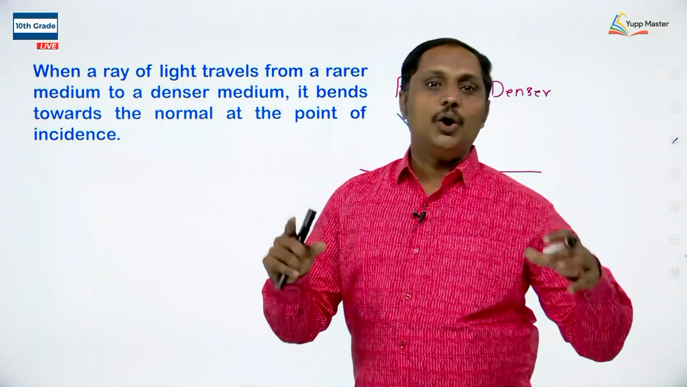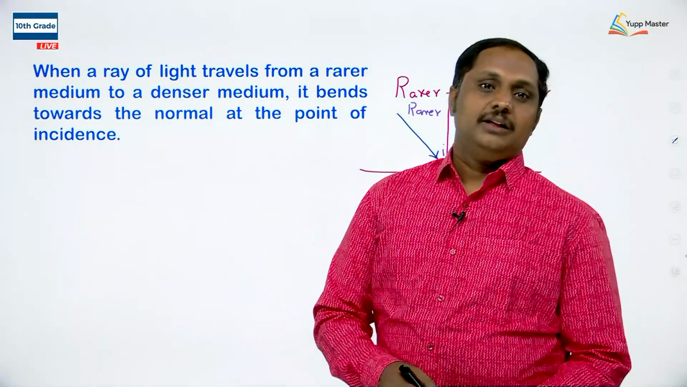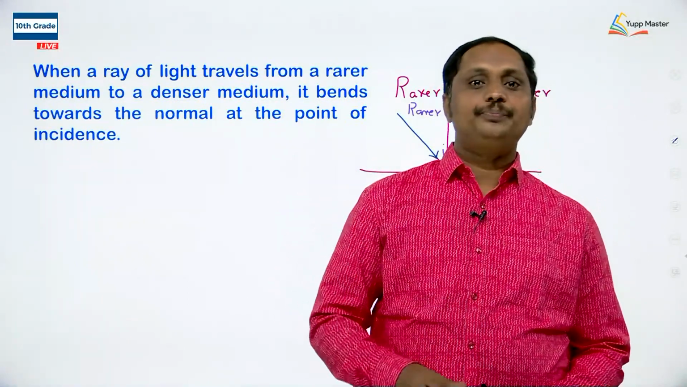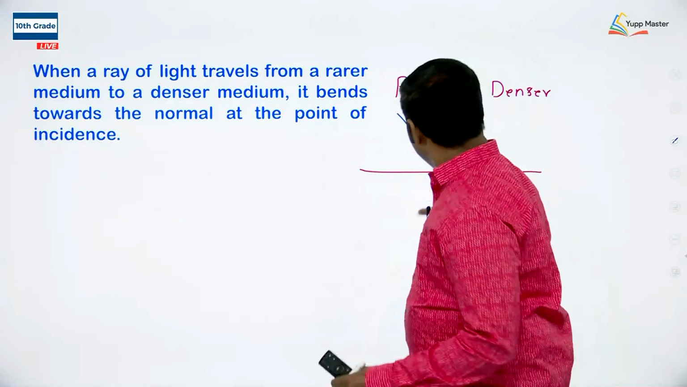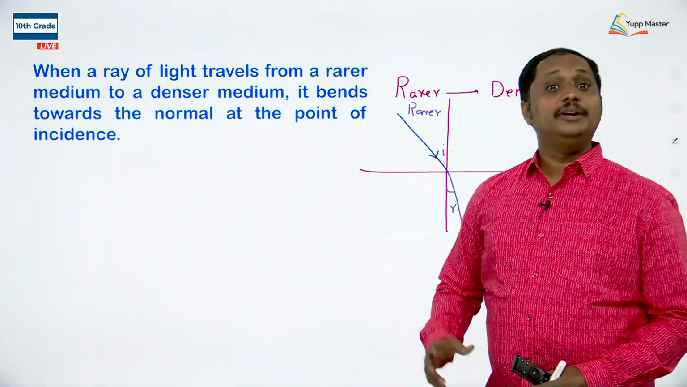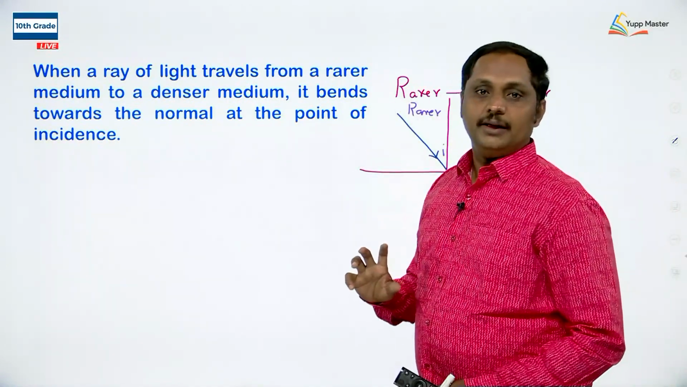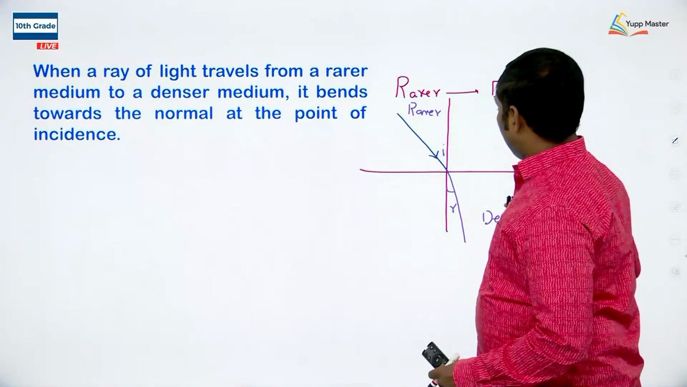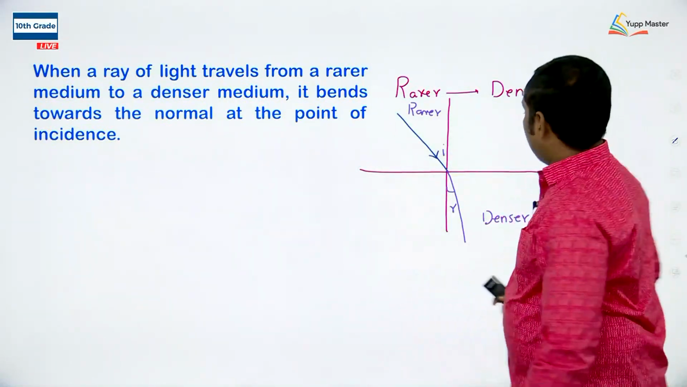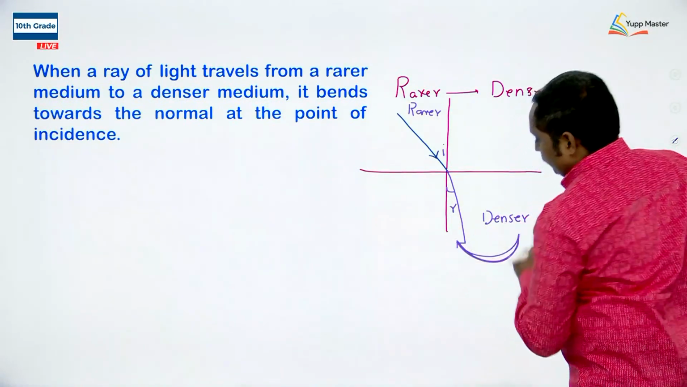So, the phenomenon of bending is related to the speed of light. The speed of light is less, the speed of light is more. That is the indication of how the light ray is going to bend. Please have a look. When light rays pass from rarer to denser, they bend towards the normal.